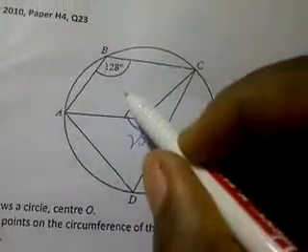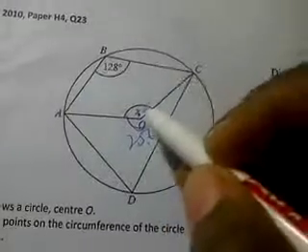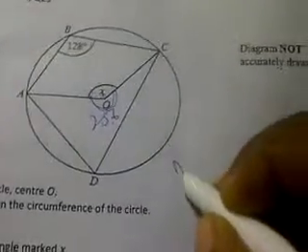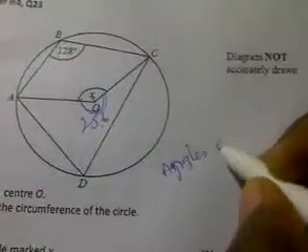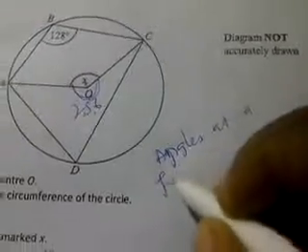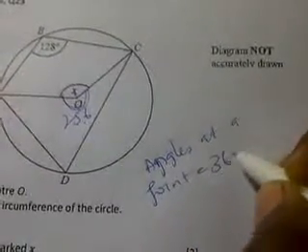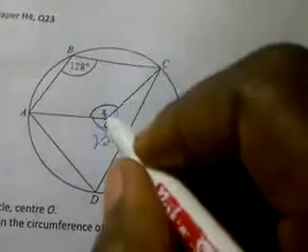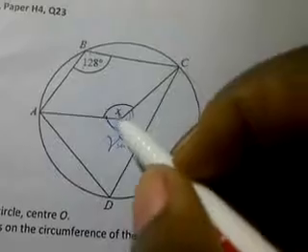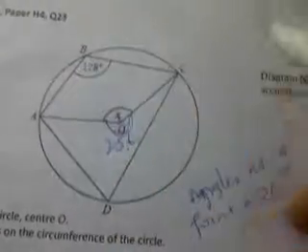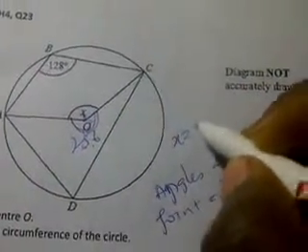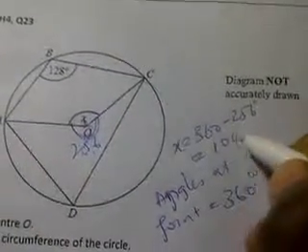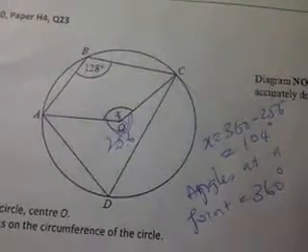Now for you to get x, what are you going to do? There's another rule that says that angles at a point equal 360 degrees. Angles at every point, or at the center of a circle, which is the same thing, equal 360 degrees. So x will be 360 minus 256 degrees, which gives you 104 degrees. So that's how you find your x.